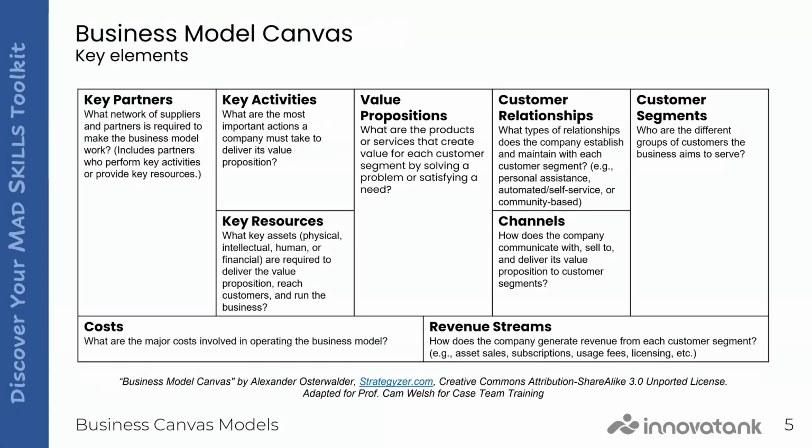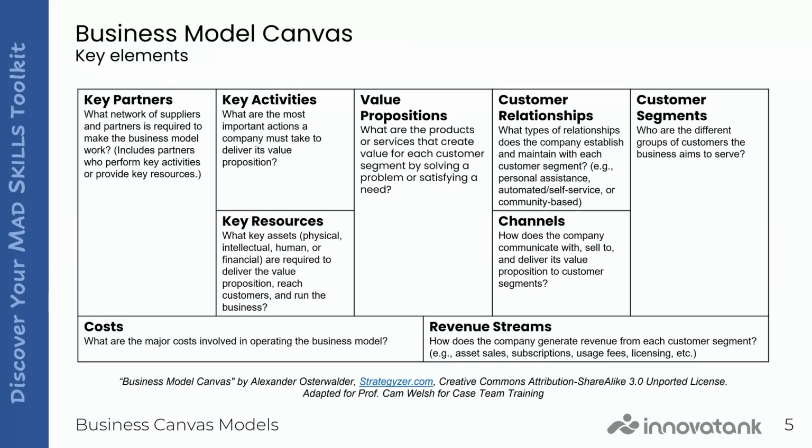There are 9 blocks. Key partners. Who are the key partners and suppliers? What resources or activities do they provide? Key activities. What we must do to deliver our value proposition. The value proposition is what value do we deliver and which customer problems do we solve? Customer relationships. What types of relationships does each segment expect? Customer segments. Who are we creating the value for?